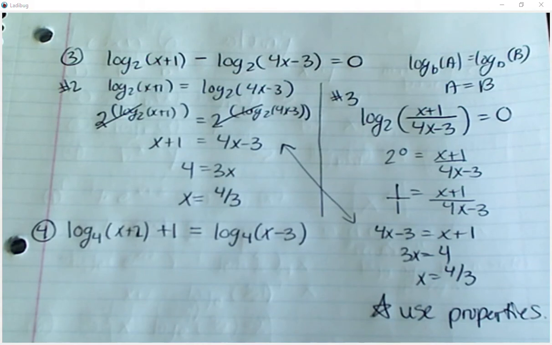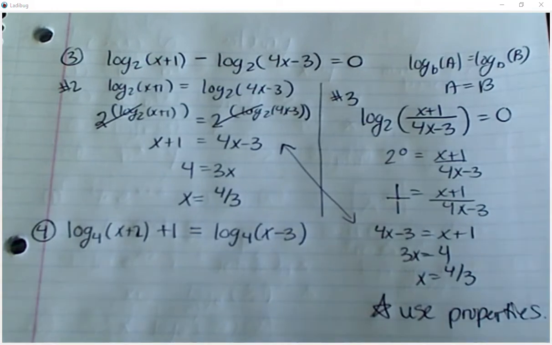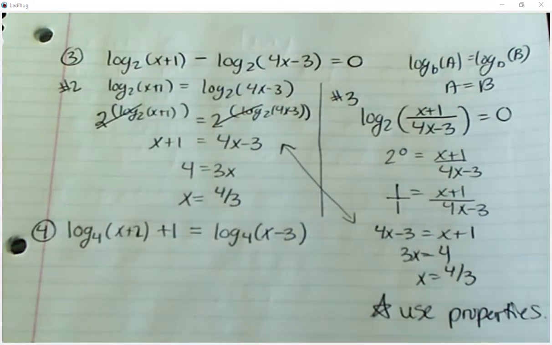I'm just checking my answer. Negative 11 over 3. I got 14 over 3. Oh, no, never mind. You're okay.